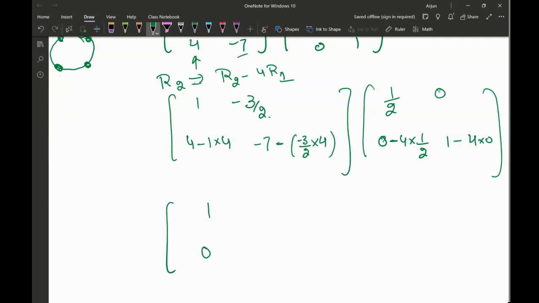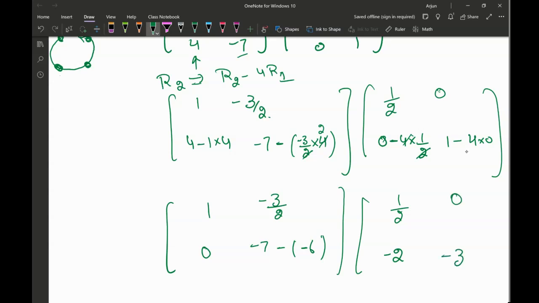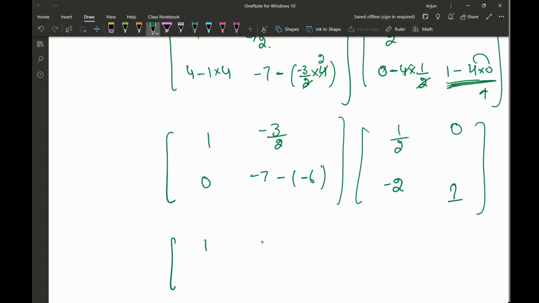So this will become 0, this is minus 3 over 2, and this is minus 7, plus 6, which will become minus 1, wait: minus 3 times this will become minus 6, and now here 1 over 2, and this is going to become minus 2, 0, and this will become 1, because don't make the mistake of 1 minus 4. This will be 4 times 0 first, which is 0. So this is going to become 1 here. All right, in the next step, I'm going to compile it.